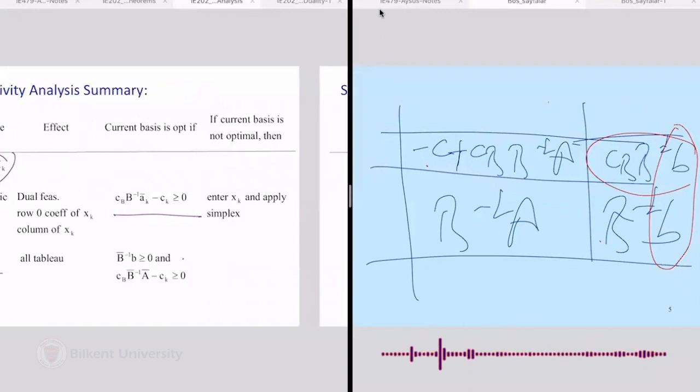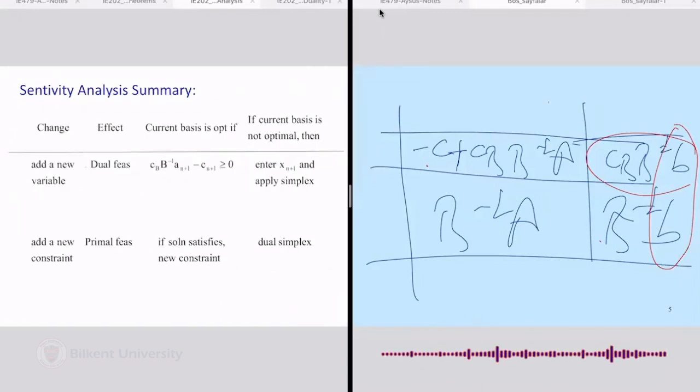We also discussed adding a new variable and a new constraint. If we're adding a new variable to the primal, we may never lose primal feasibility, but we may lose dual feasibility because we may lose primal's optimality. So the effect is in the dual domain, dual feasibility. You check if the dual is still feasible. If not, then apply simplex because the new variable wants to enter the basis.